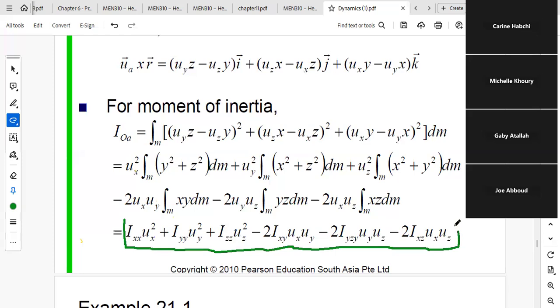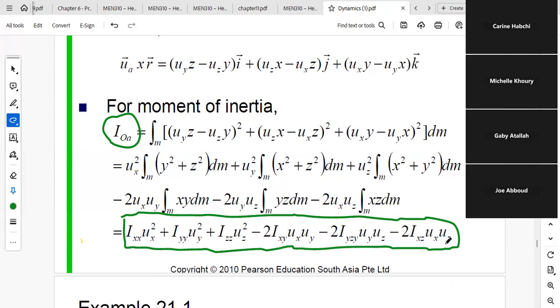This formula states that if I have the inertia tensor about x, y, z, I can deduce the inertia about an arbitrary axis passing by O. The only condition is that I need the unit vector of this axis, and this axis should pass by O. So all you have to do is use this formula: Ixx ux squared plus Iyy uy squared plus Izz uz squared, minus 2 Ixy ux uy, minus 2 Iyz uy uz, minus 2 Ixz ux uz.